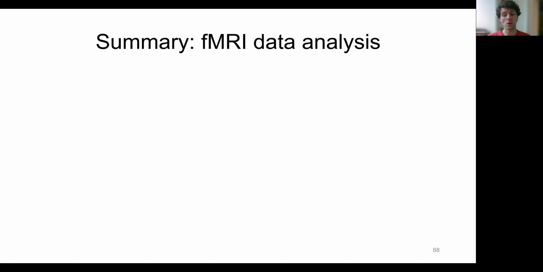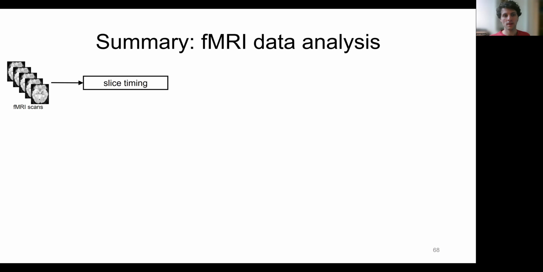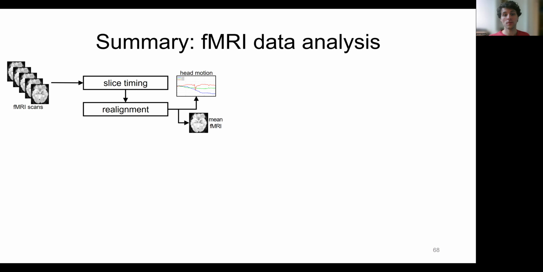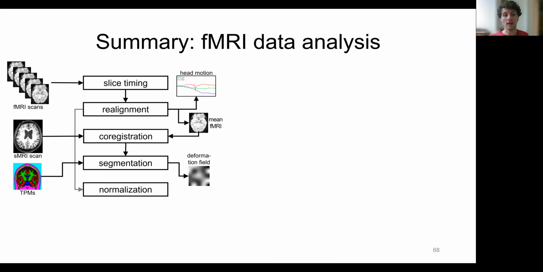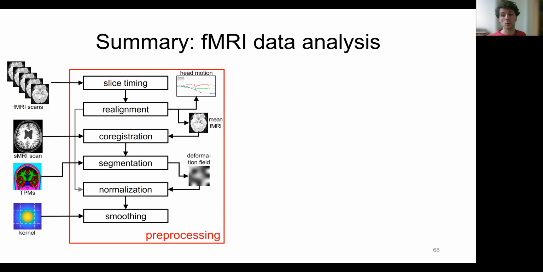So at the very end, I want to wrap up with a summary of fMRI data analysis, but only restricted to what I have now presented in the previous and this session. So we take our measured fMRI scans and enter them into slice timing in order to correct for acquisition time, enter them into realignment in order to correct for head motion. From spatial realignment, we also get the head motion parameters, translations and rotations, and we get the mean functional MRI image. We then take our structural MRI scan and enter it into co-registration, co-register it to the mean functional image, and segment it into tissue types using tissue probability priors. This gives us deformation fields, which we can then use to normalize the realigned functional scans. Finally, functional MRI images are smoothed using a Gaussian kernel, and this concludes pre-processing.